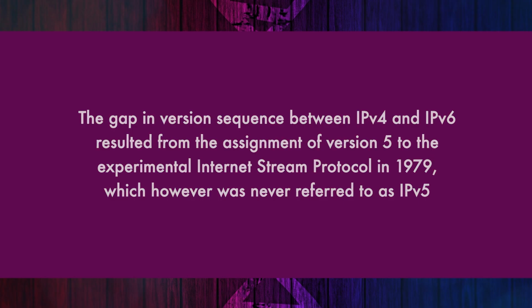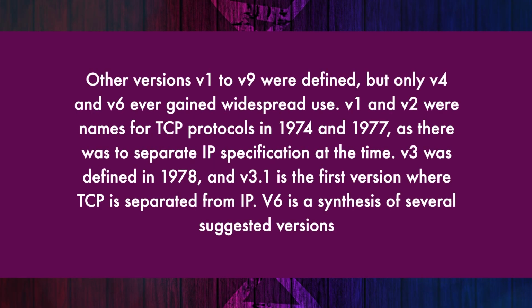Other versions from version 1 to version 9 were defined, but only version 4 and version 6 ever gained widespread use. Version 1 and version 2 were names for TCP protocols in 1974 and 1977, and there was no separate IP specification at that time. Version 3 was defined in 1978, and version 3.1 is the first version where Transmission Control Protocol is separated from Internet Protocol. Version 6 is a synthesis of several suggested versions.